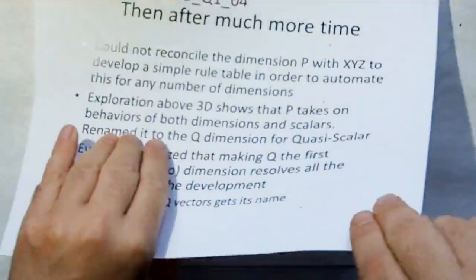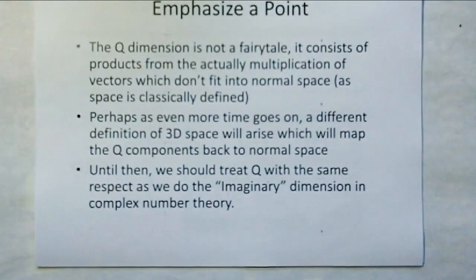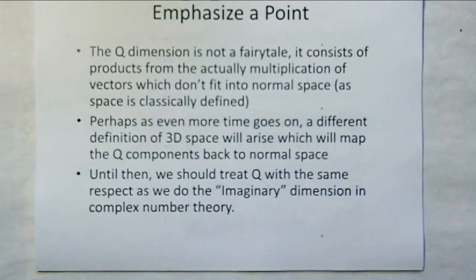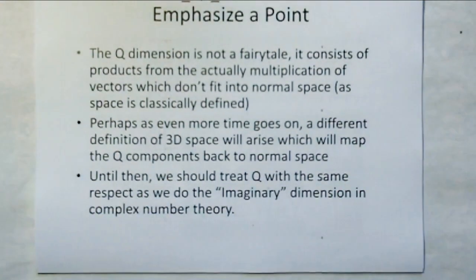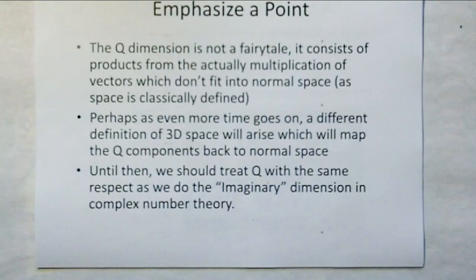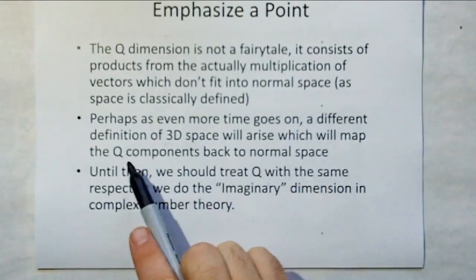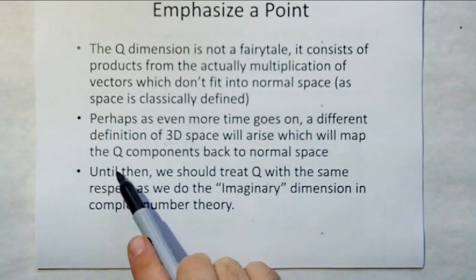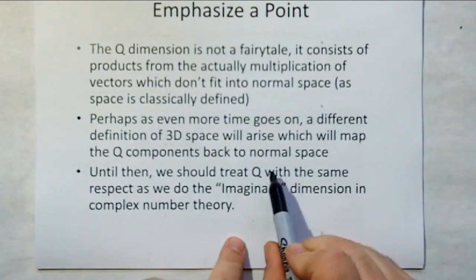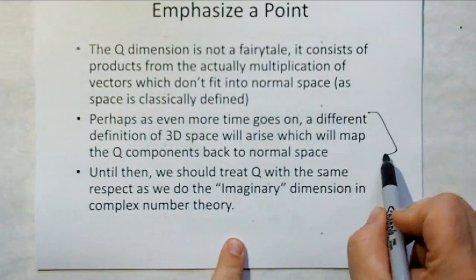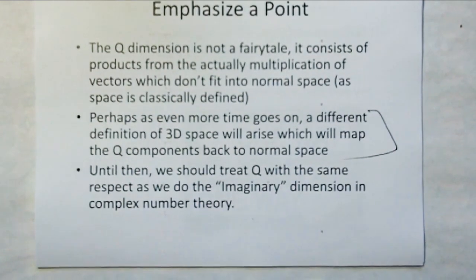And it goes on a little bit to one of the next pages, to say that even though the Q dimension is there, it's not a fairy tale. It consists of products from the actual multiplication of vectors which don't fit into normal space as space is classically defined. And then here's the prophetic part: perhaps as more time goes on, a different definition of 3D space will arise which will map the Q components back to a normal space. This is what Vortrix Algebra did.